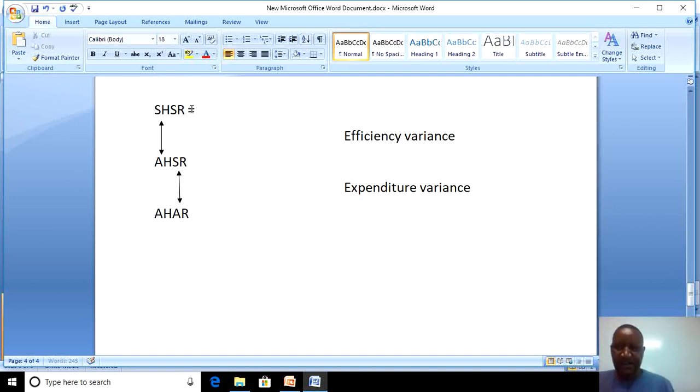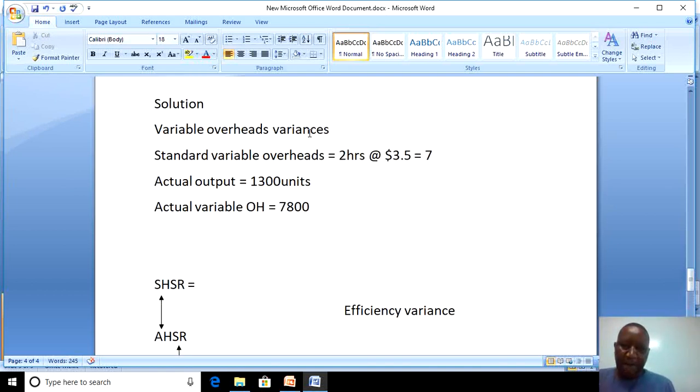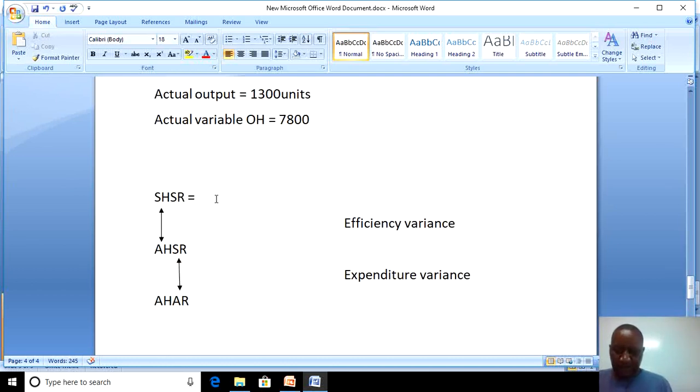Let's calculate the figures. Standard hours: we had 2 hours per unit multiplied by the number of units produced, 1,300. That's the standard hours, but that should be multiplied by the standard rate. What is the standard rate? 3.5. If you get that in your calculator, you should have 9,100.